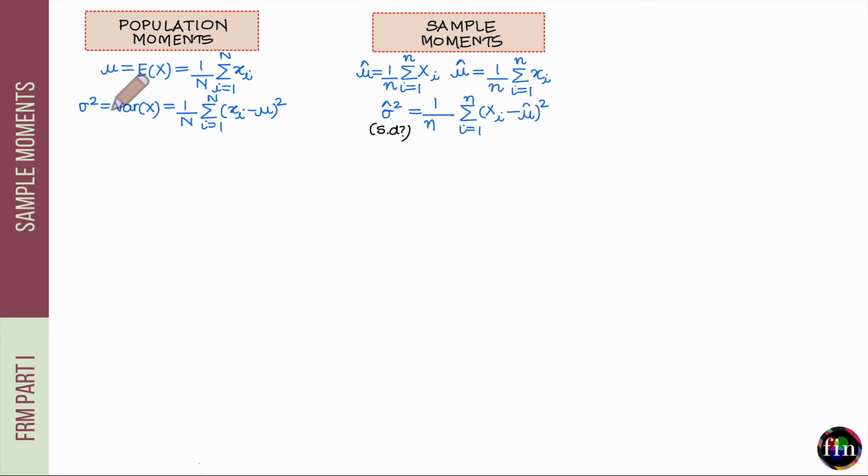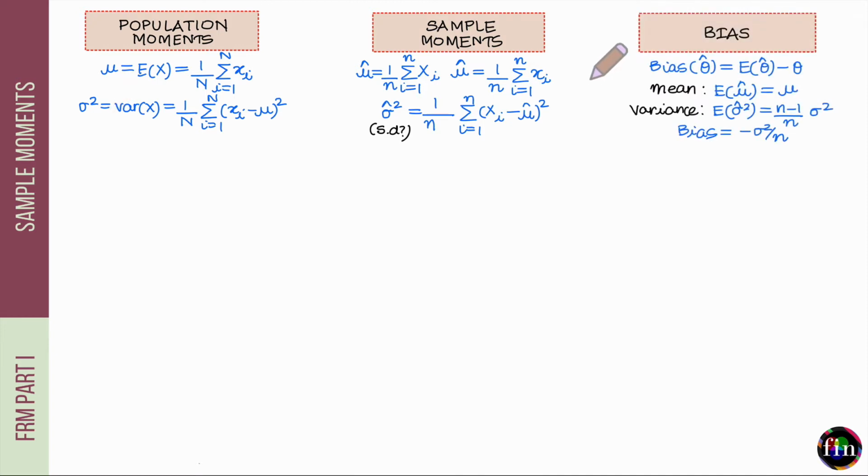Next, let's talk about bias of any given estimator. Let's say I have an estimator for a population parameter theta. The bias of this theta hat is simply equal to the expected value of theta hat minus the true value of this population parameter theta. You can think of the expected value of this theta hat to be its average value when this estimator is applied to, let's say, many samples.